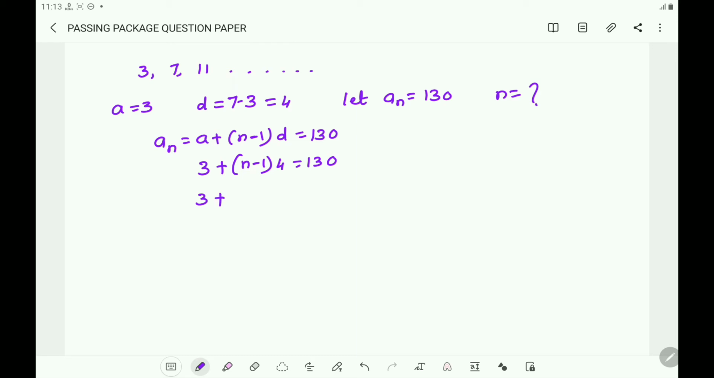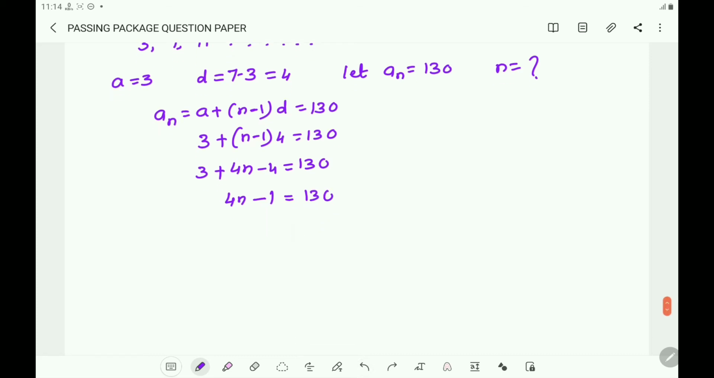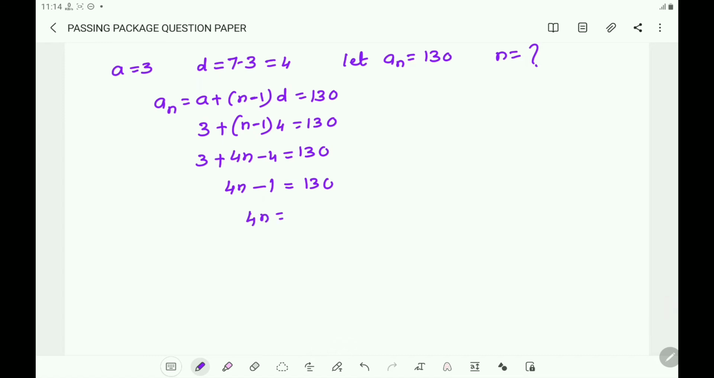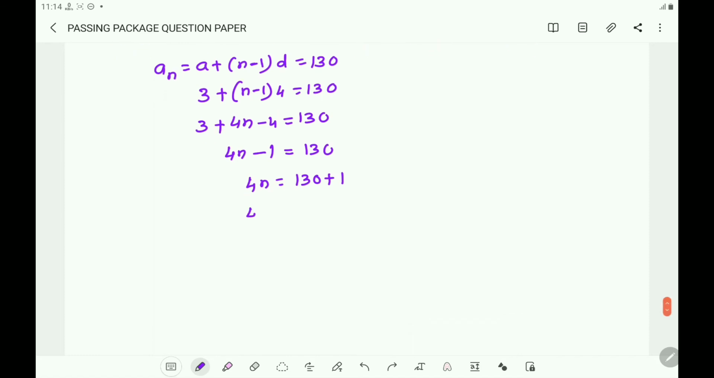Now you write 3 plus n into 4 is 4n, minus 1 into 4 is minus 4, equals 130. Then 3 minus 4 is minus 1. So you write 4n minus 1 equals 130, and you transfer this minus 1 to RHS to solve n. So you write 4n equals 130 plus 1. If you transfer this minus 1 to the RHS, it becomes 130 plus 1. So 4n equals 131, n equals 131 by 4.